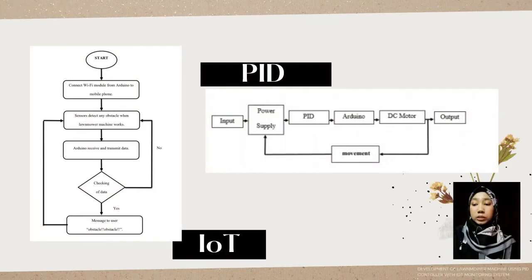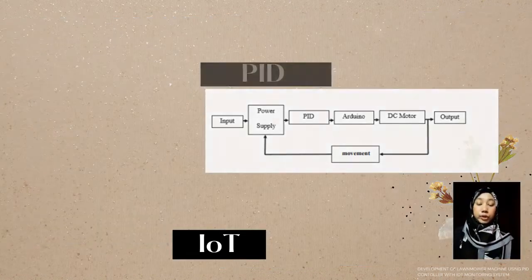Okay, next one is going to be a little bit more detailed on the flow chart. As you can see, the left one is for the IoT and the right side is for the PID.